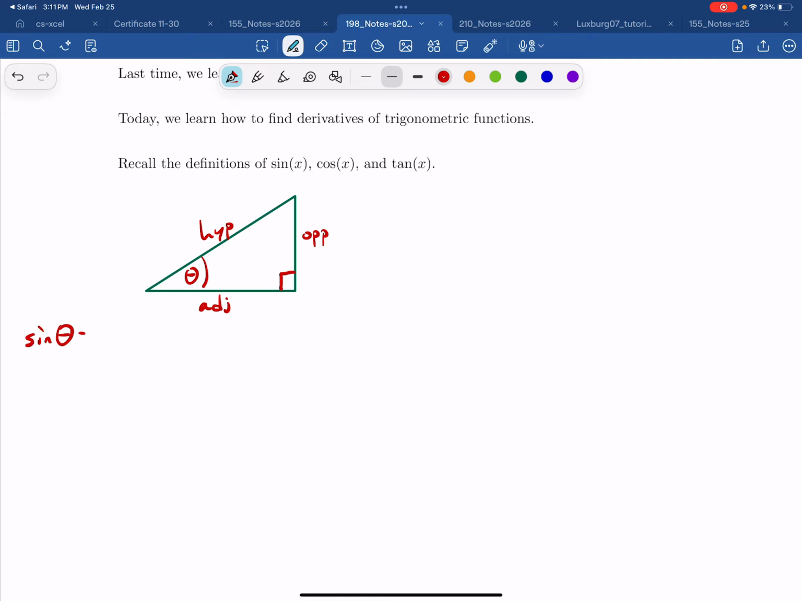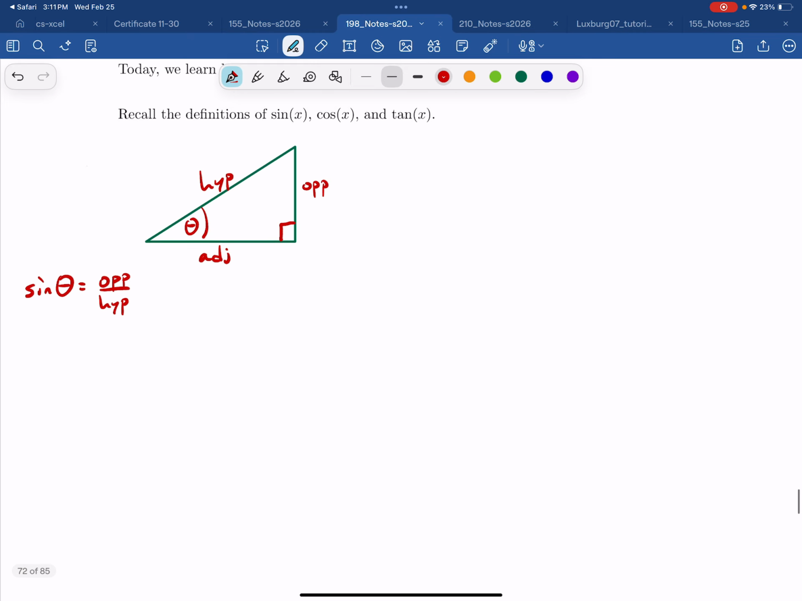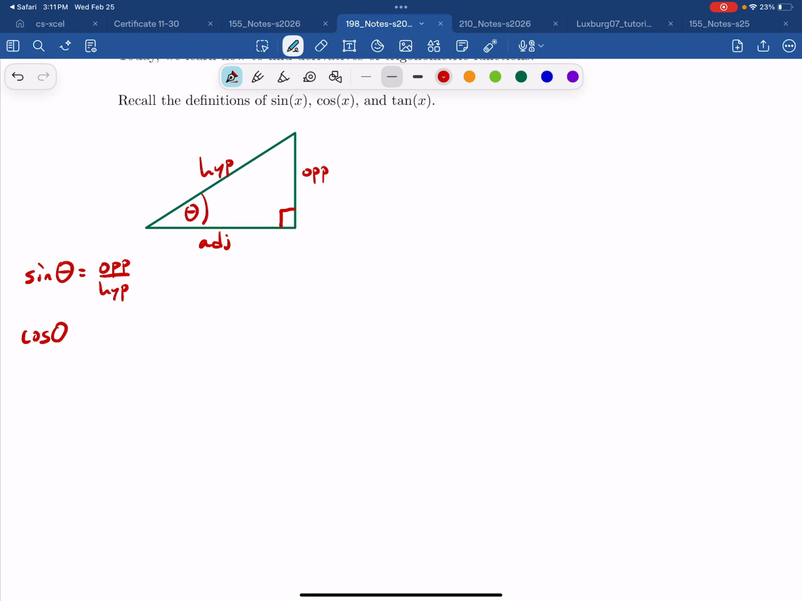Okay, now just some basic trig definitions. Sine of theta, by definition, is opposite over hypotenuse, the length of that opposite side divided by the length of the hypotenuse. Cosine of theta equals the length of the adjacent side over the length of the hypotenuse of that triangle. And then tangent of theta equals the length of the opposite side over the length of the adjacent side, which you also might notice is equal to sine of theta over cosine of theta. That's a good identity to remember.